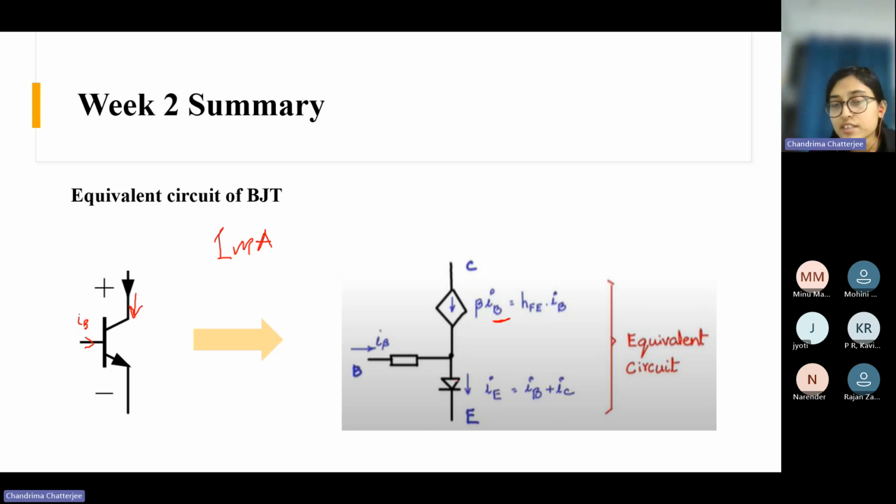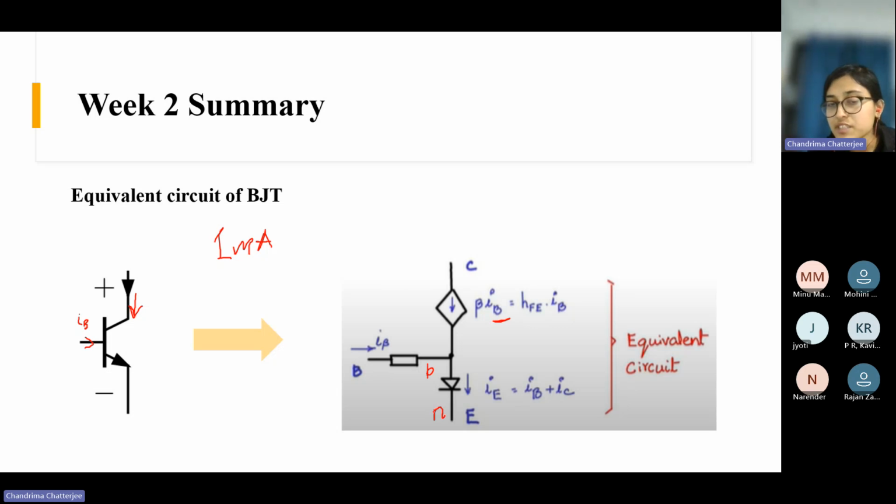Another thing to note here is that there is a diode drawn here. Why is there a diode? Because this is an NPN transistor. So NPN, here there is a PN junction. Here there is a PN junction.